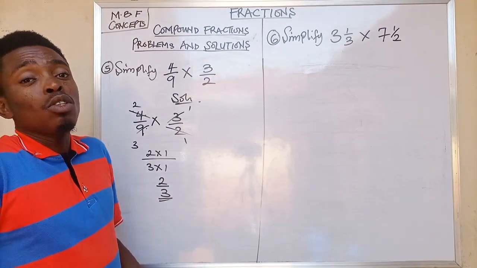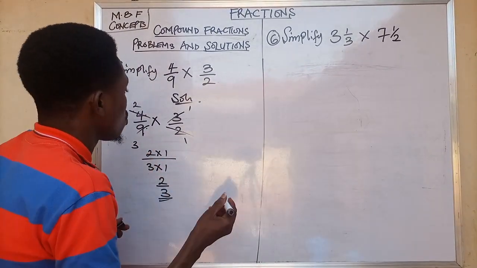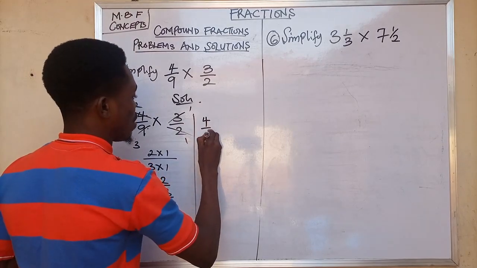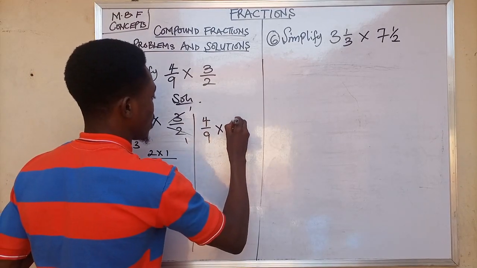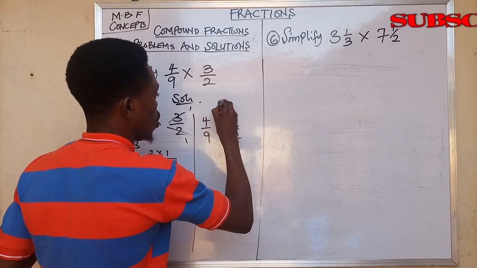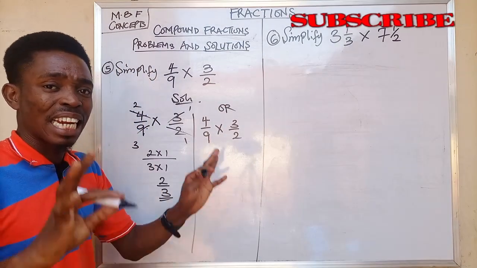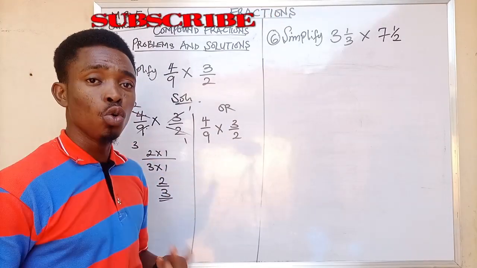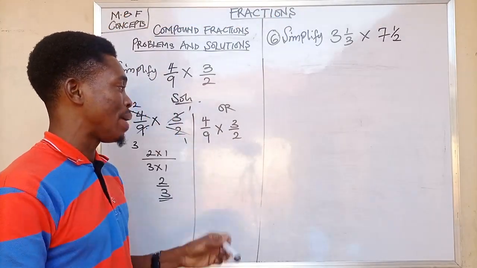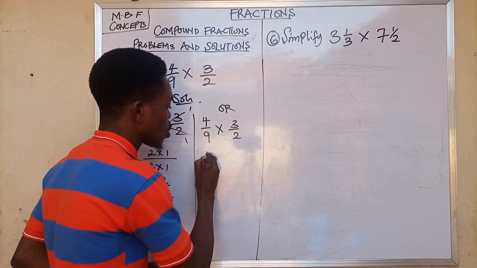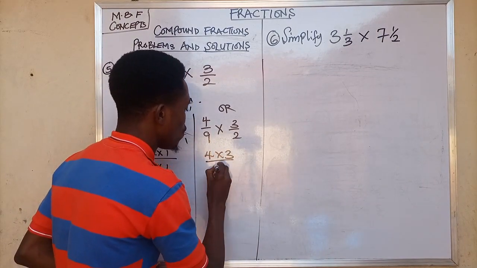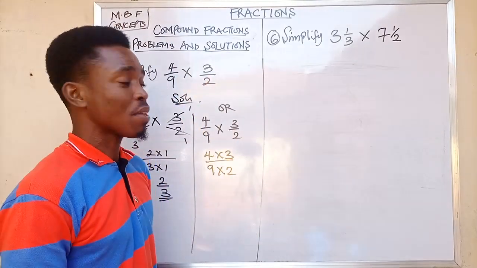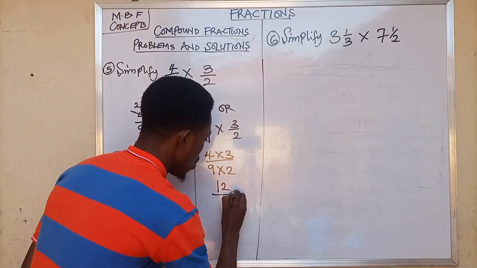Then another person can say, no, I don't want to do it like this, I just want to do direct multiplication. So from here, let's look at that. This will have given us 4 over 9 times 3 over 2. Or this is another method another person can choose to use. Are you there? What do you do here? You are simply going to have 4 times 3 over 9 times 2. And 4 times 3, guys, is 12. And this would have given us 12 over 18.